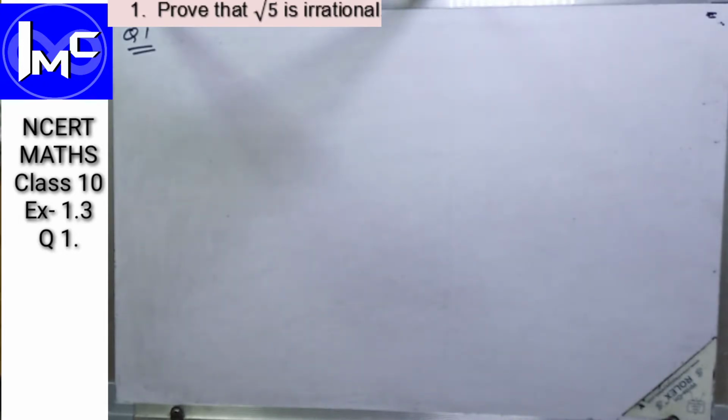Hello students, today we are going to start exercise 1.3. First question is to prove under root 5 is an irrational number.